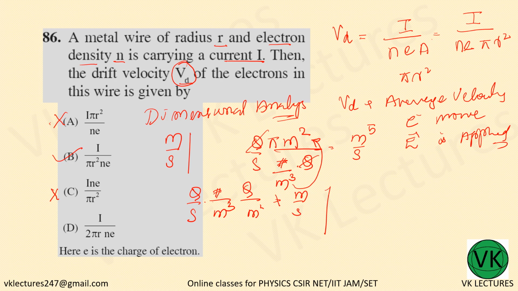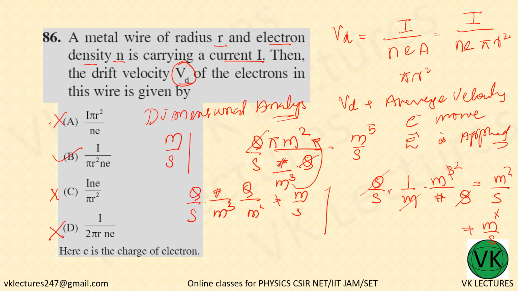Now option D you can check. I is Q by second, into 1 by r, which is 1 by meter. N is number per meter cube. E is nothing but the charge. Now let us see: Q and Q get cancelled, second remains, and m and m cube leave m square. So m square divided by second is also not equal to meter per second. So you can cancel out option D.